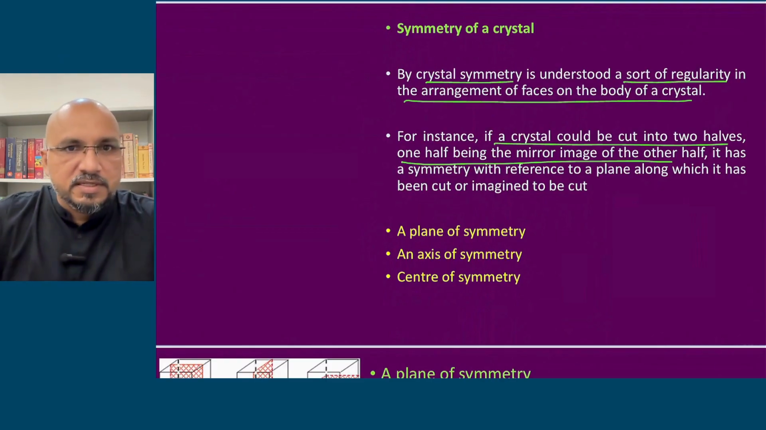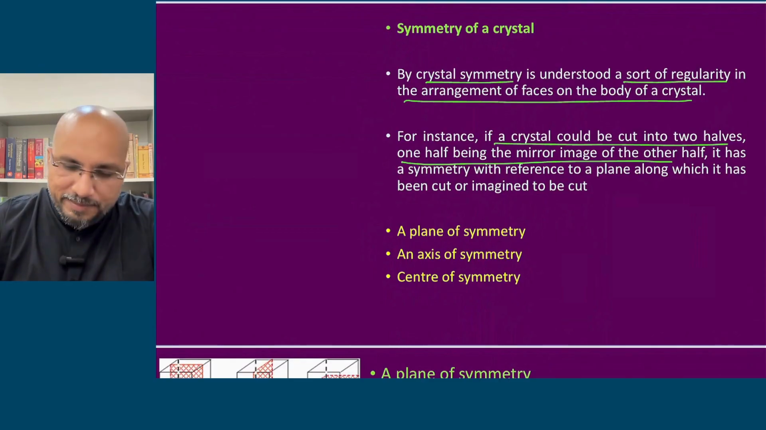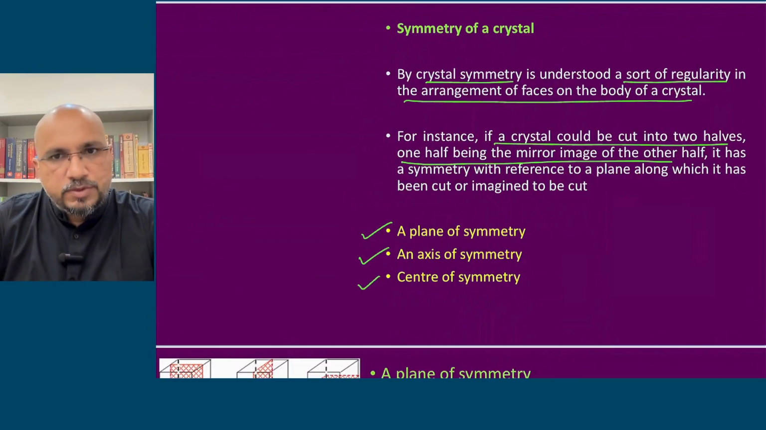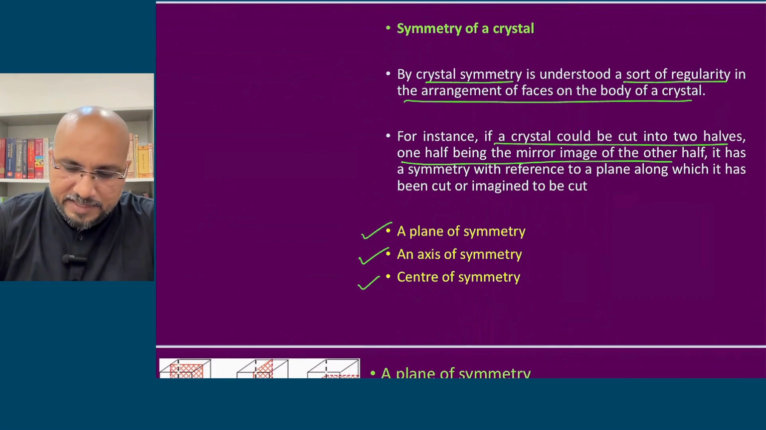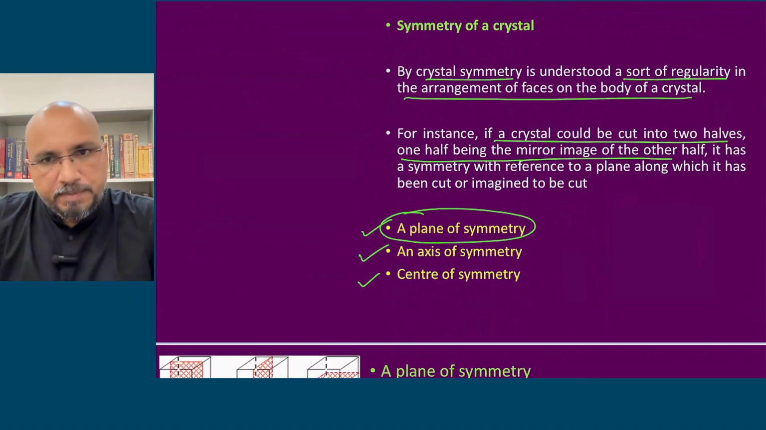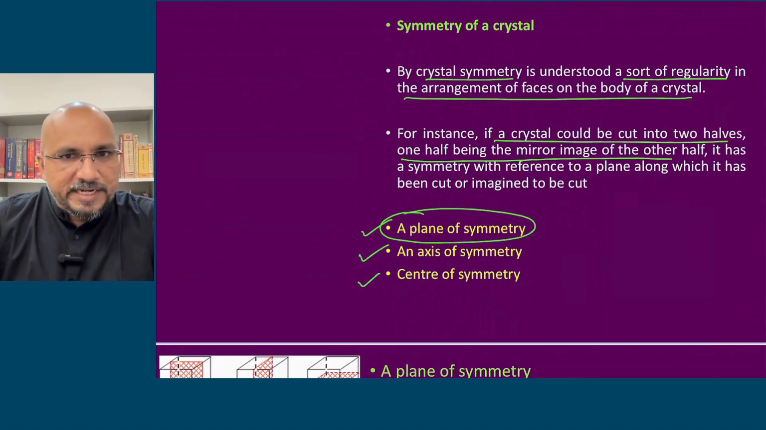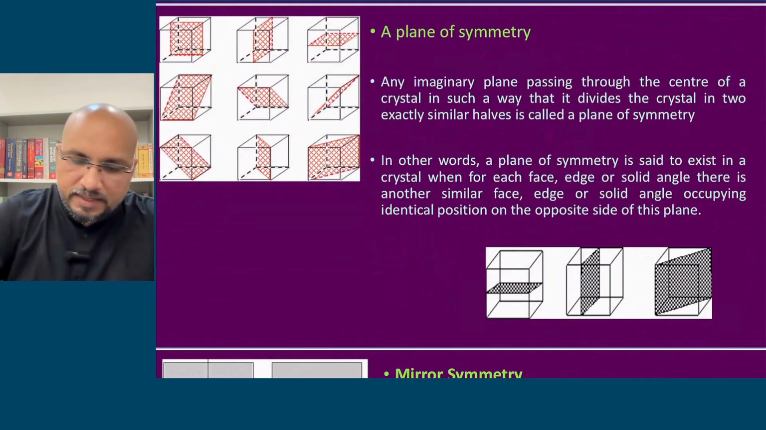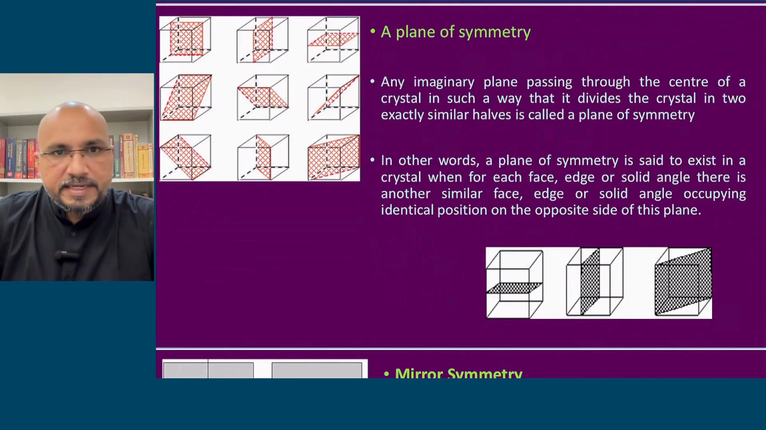So what are these regularities or symmetry elements? Plane of symmetry, axis of symmetry, center of symmetry. These are the different symmetry elements. In this video we will be restricting ourselves to plane of symmetry. Axis of symmetry and center of symmetry we will discuss later. Okay, so coming to plane of symmetry, what do you mean by plane of symmetry?